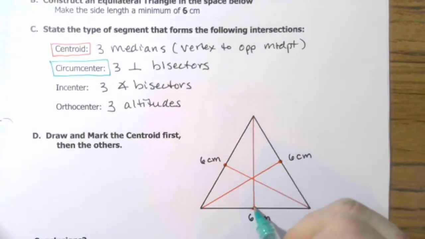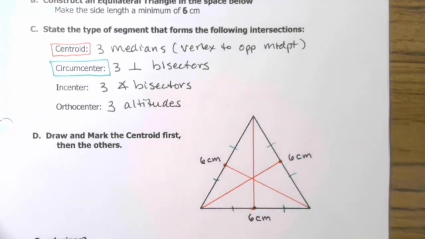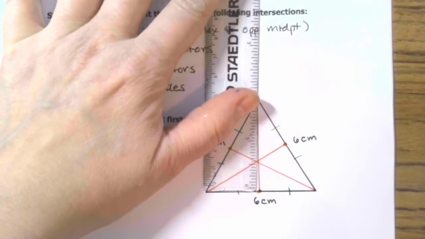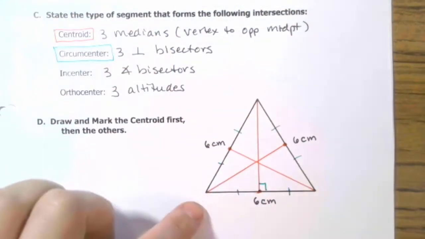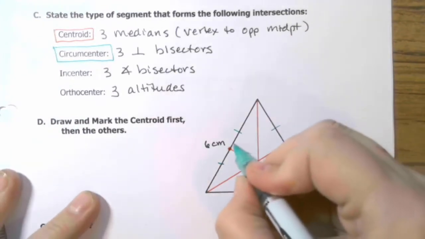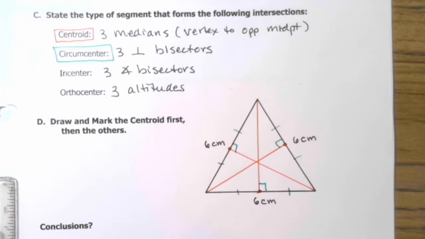Okay, circumcenter is the 3 perpendicular bisectors. Well, we already know these are the midpoints, so these 2 are the same. These 2 are the same. These 2 are the same. And if you measure the angle of the median, you go, hey, wait a second. That's 90 degrees. That is the perpendicular bisector, and you would be right. So the 3 perpendicular bisectors are actually the same exact lines.